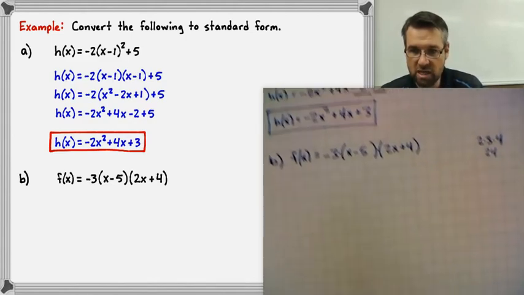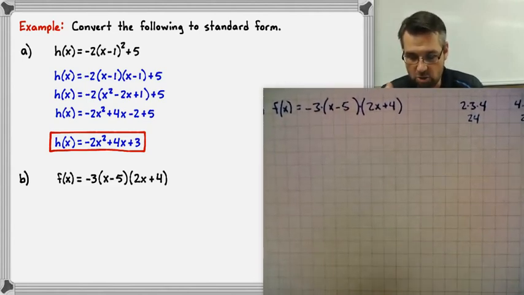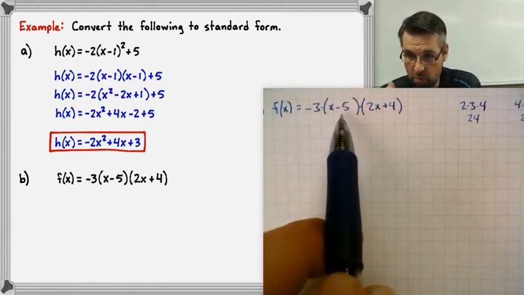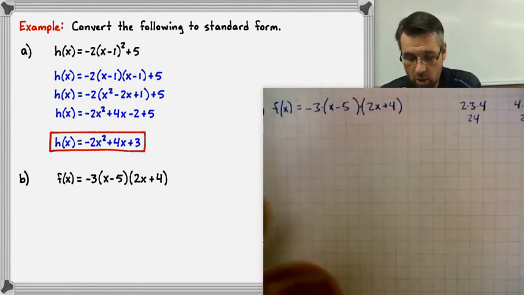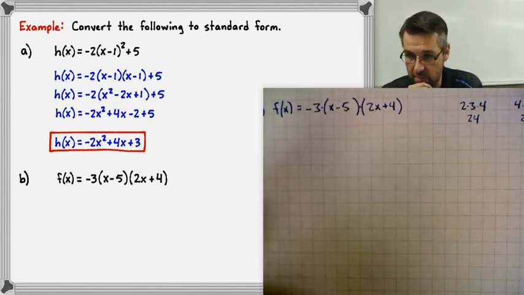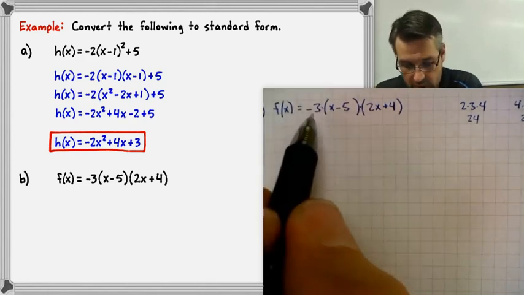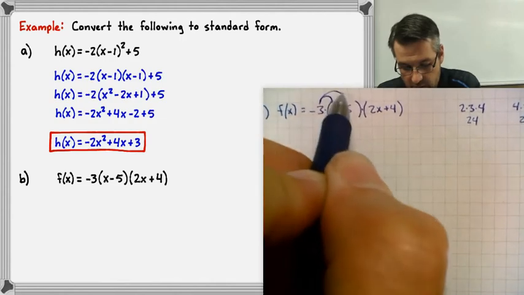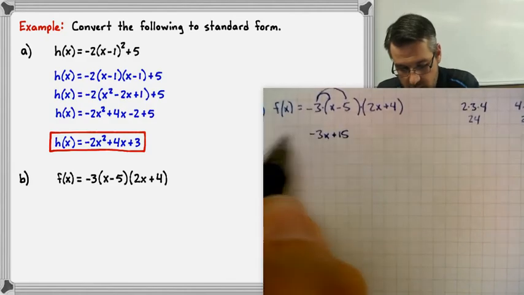So the same thing goes here. What do I multiply first? It doesn't matter because it's all multiplication. I could multiply the -3 times the first parenthesis if I wanted to. I could multiply the -3 times the second parenthesis if I wanted to. Or I can multiply the x minus 5 and the 2x plus 4 if I wanted to as a first step. Okay? I'm going to go ahead and do it from left to right because that's the standard way of doing it. So we'll multiply the -3 into the first parenthesis. So when I do that, I end up with -3x plus 15.